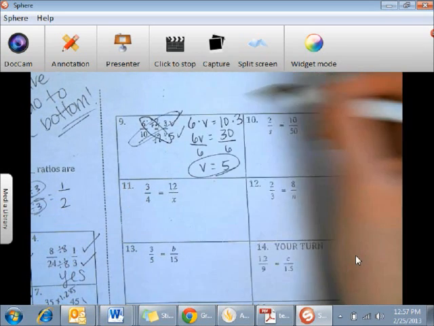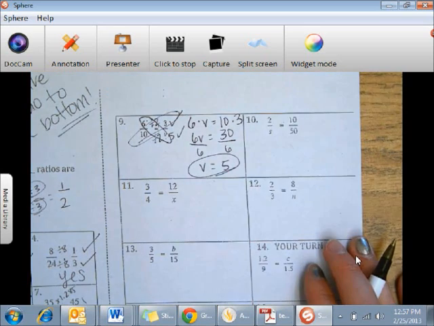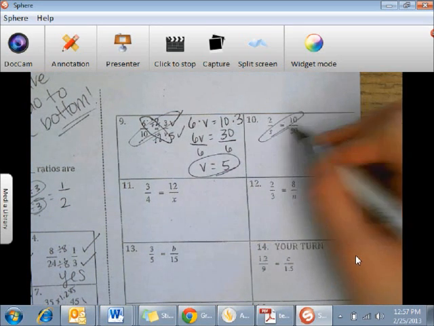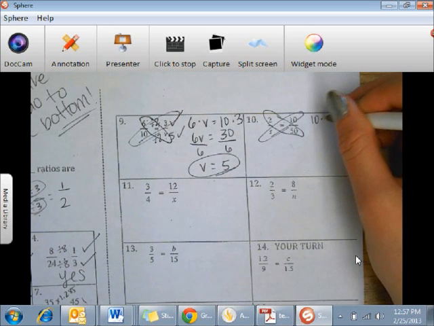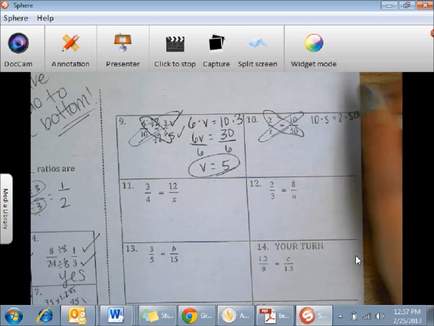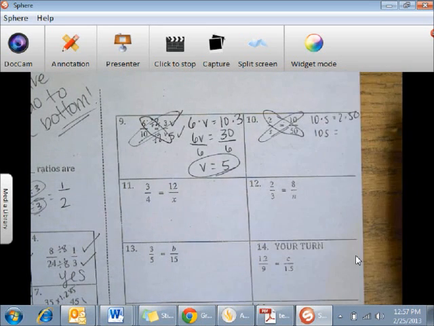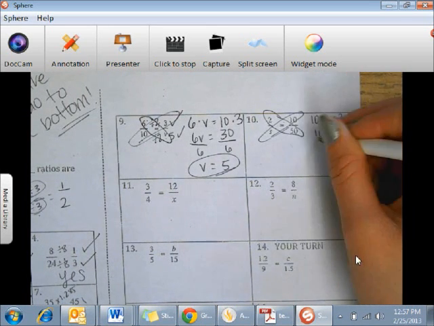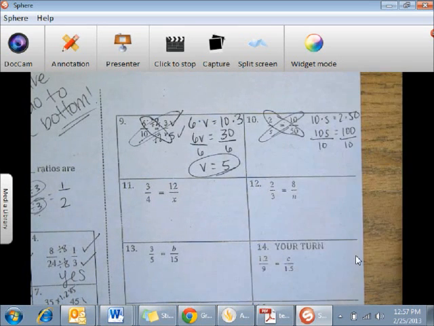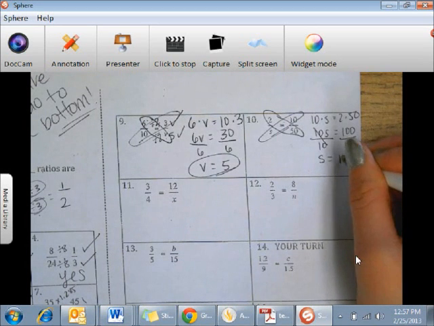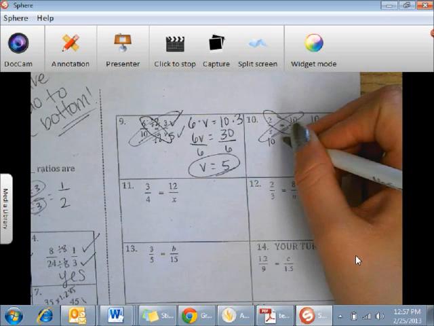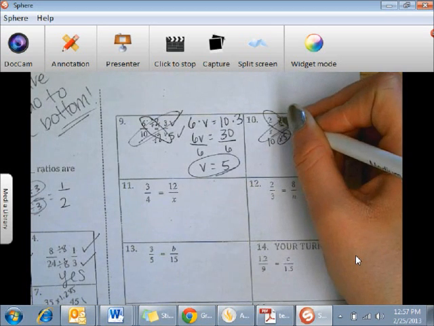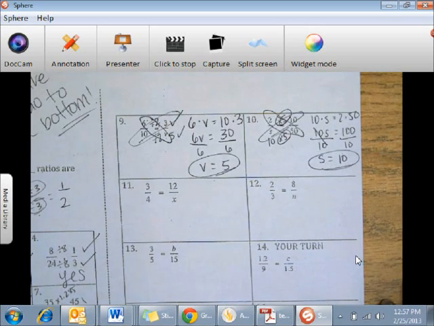Yes. So that works. Number 10, we find our cross products, and we'll have 10 times s equals 2 times 50. That'll be 10s equals 100. Divide by 10, divide by 10. The 10's cancel, and you're left with s equals 10. And we know that's correct too, because we're multiplying by 5 on the top and the bottom to get our answers.